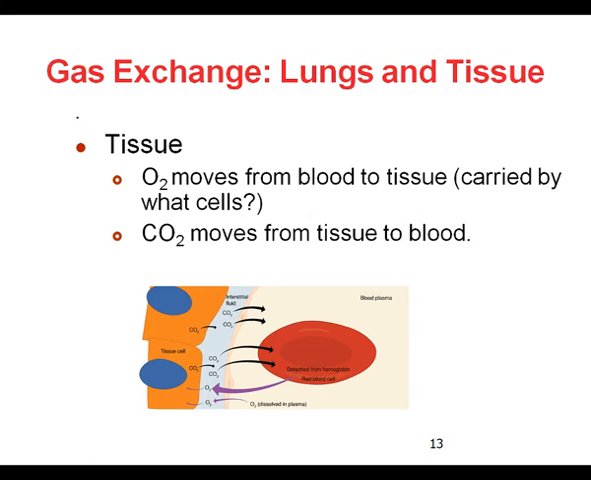At the tissues, oxygen moves from the blood to the tissues, carried by, of course, red blood cells. Remember, red blood cells carry oxygen. CO2 moves from the tissue to the blood. So we already discussed this. And CO2 is just dissolved in the plasma. It is not necessarily attached. It's not attached to the red blood cells.